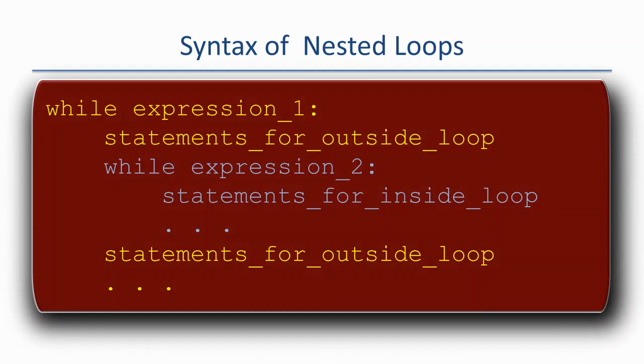Here is another example using the while loops. The basic syntax is basically the same. You have an outer while loop, some statements after the outer while loop. You can put another while inside the while. And remember again that the statements who are inside the inner while loop have to be tabbed twice. And then, of course, the rest of the body of the outer loop can continue.